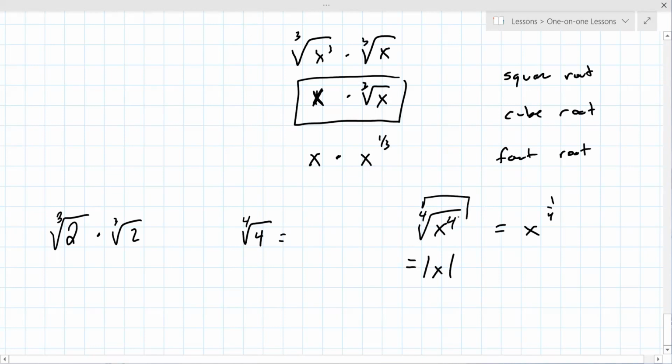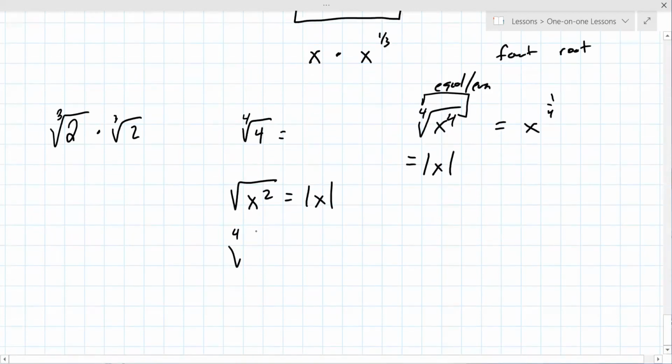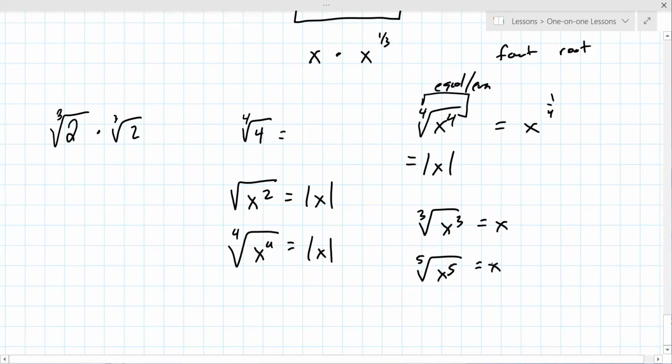Oh. So whenever these are equal and even, like if it's the square root of x squared, it's the absolute value of x. If it's the 4th root of x to the 4th, it's the absolute value of x. But if it's the cube root of x cubed, it just equals x. Okay. If it's the 5th root of x to the 5th, it equals x. This is the kind of thing you actually would see on a standardized test like this, because it's designed to be very confusing for whatever reason.